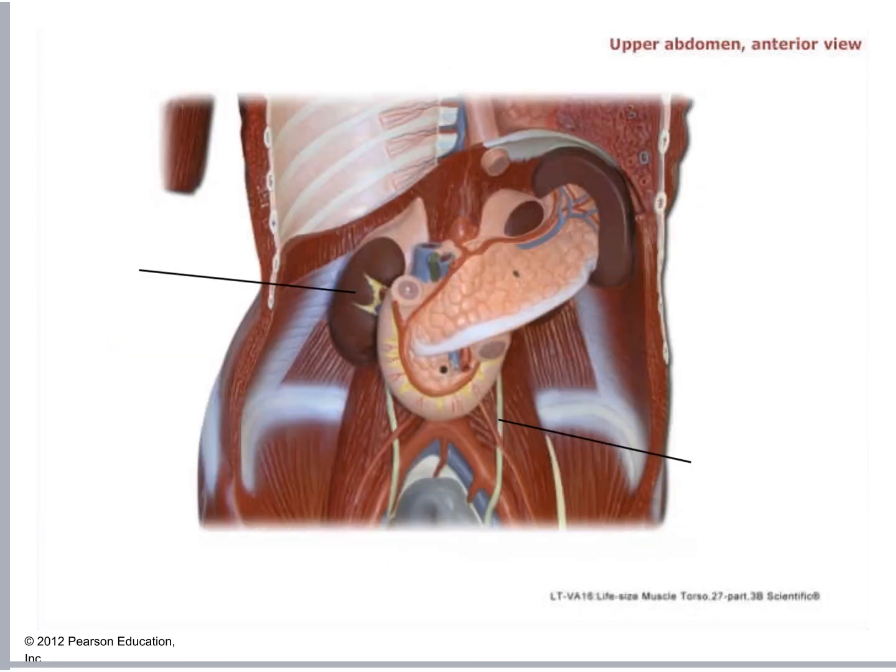This is showing the kidneys inside of the torso. So this line on the left-hand side is pointing to the kidney. Hopefully you already knew that. And then this line is pointing to the tube that goes from the kidney down to the bladder, and that's the ureter.